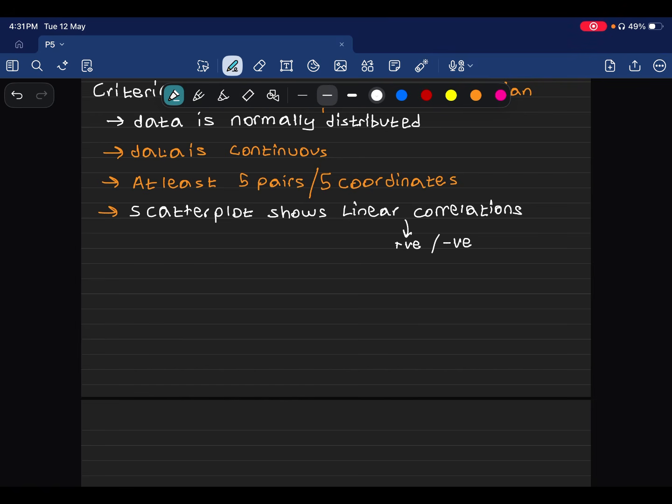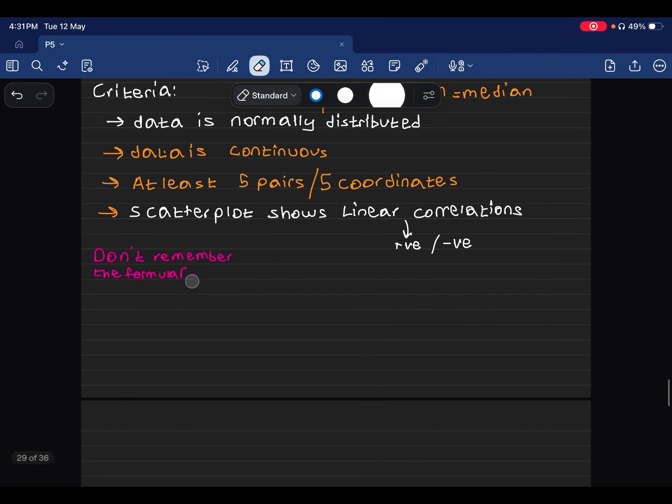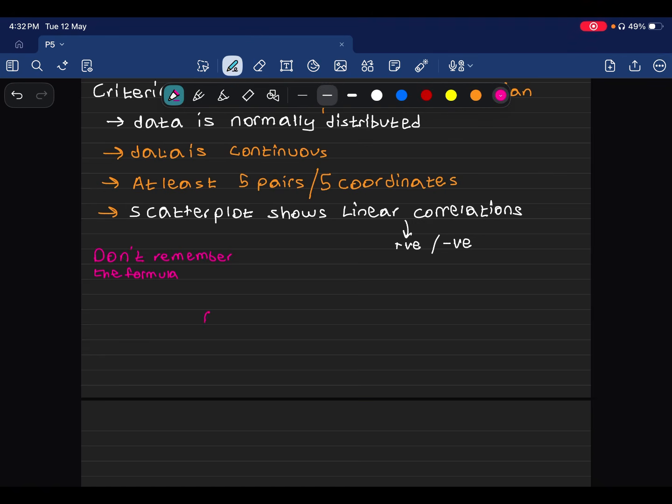Now, what's the formula which you use for calculating Pearson's correlation? Just a heads up, there is no need to remember the formula. They're going to give it to you in the exam. Please don't waste your time remembering it. So let's write down the formula. I'm just copying it from a past paper and I'm going to explain what each variable means in this case. Let me write down the entire thing.